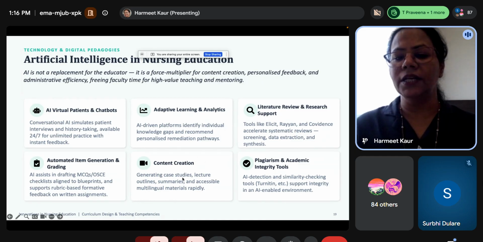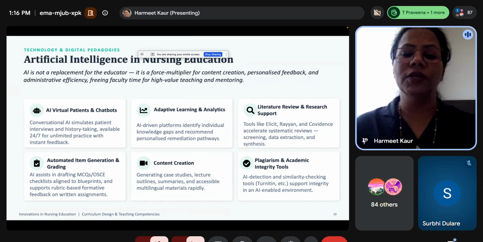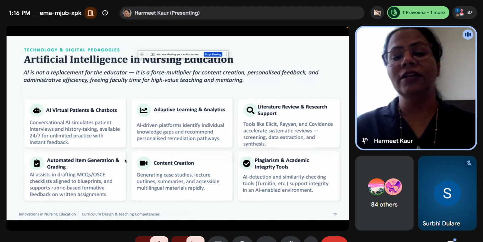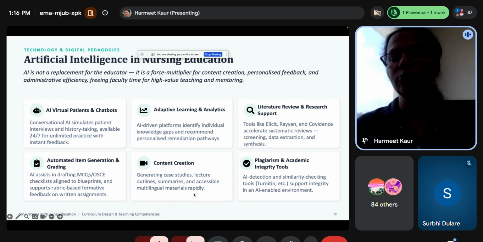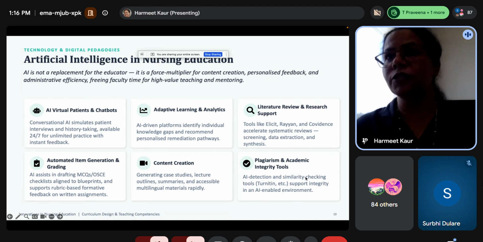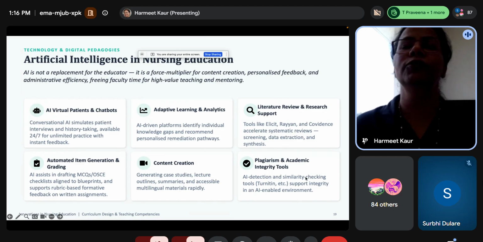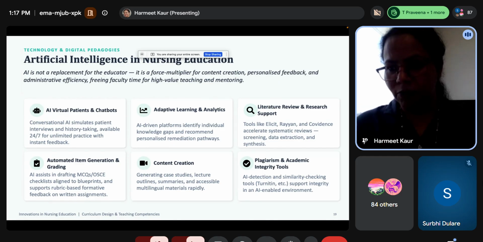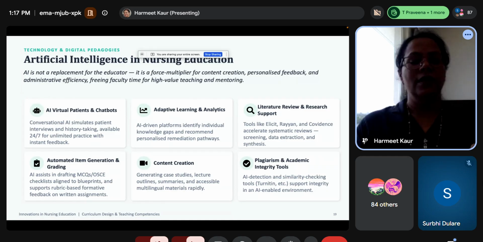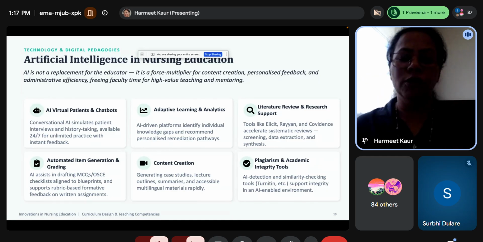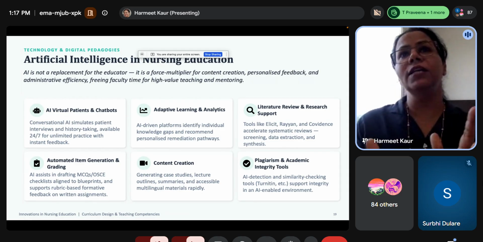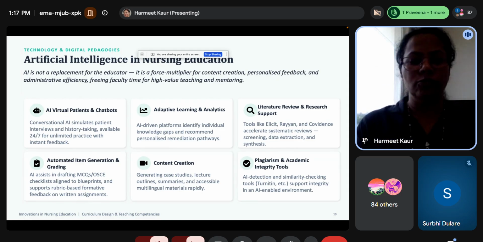Then you can do content creation also. You can generate case studies and lecture outline summaries, and if you need them in different languages, you can prepare that through AI too. At the same time, your institution should have academic integrity tools also. It is not that whatever you are doing is totally dependent upon AI. Your judgment is very, very important. Even if AI is giving you something, please use your judgment on whether it is right and whether you need to change it.